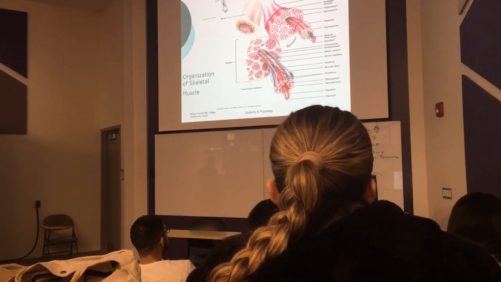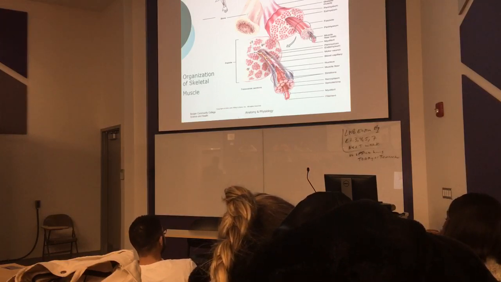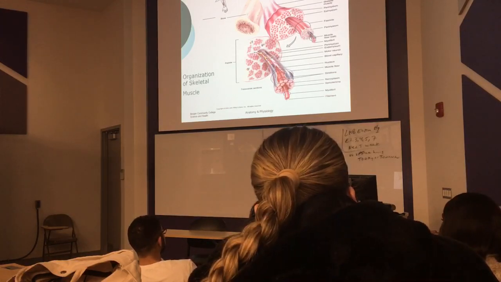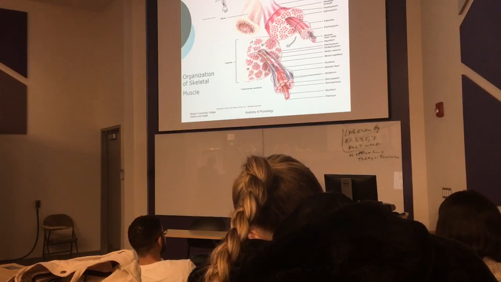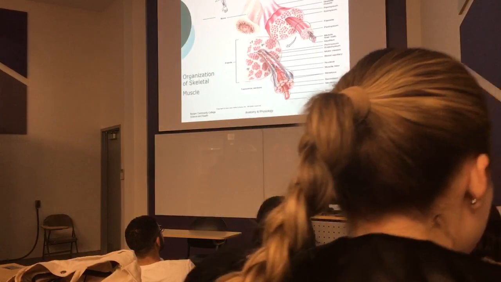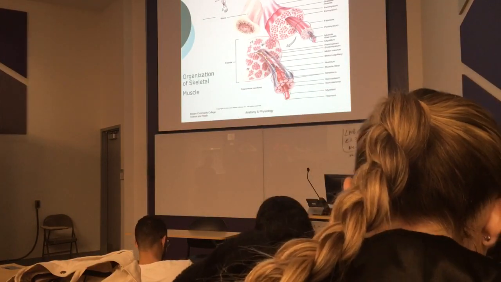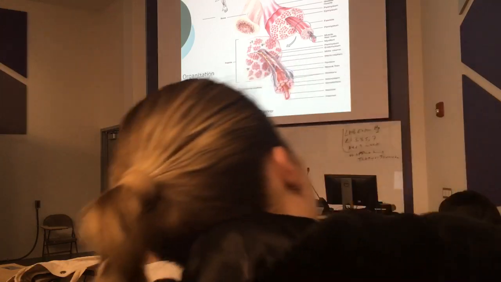It's a bunch of individually wrapped muscle cells held together by a perimysium, and that's called a fascicle. Now we take all these fascicles and we're going to wrap those together, and that's going to be called an epimysium. Epi means above.